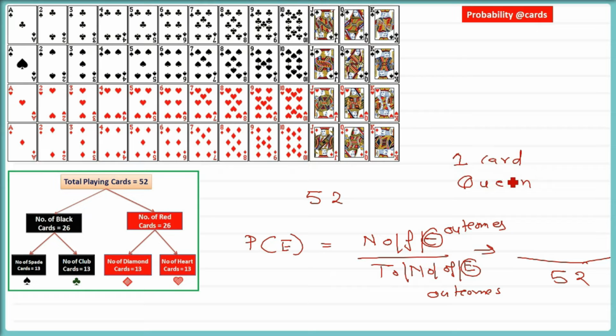But what is our favorable event? In these 52 cards, there are 4 queens, 1 queen in each suit. So the favorable event is only 4. That is, from these 4 queens, 1 can be picked up. So the favorable outcomes are 4 and the total number of outcomes is 52. 4 divided by 52 is 1 by 13. And this is the probability of getting a queen if one card is picked from the deck of 52 cards.